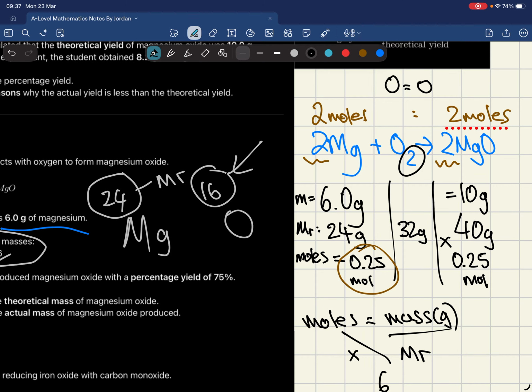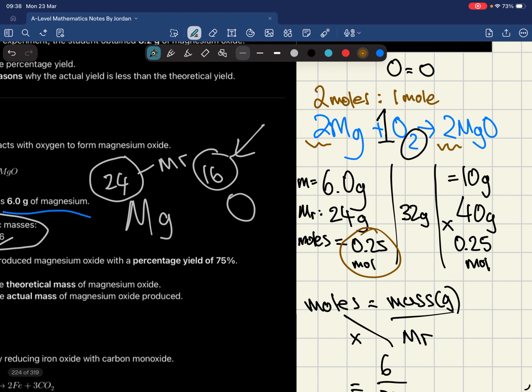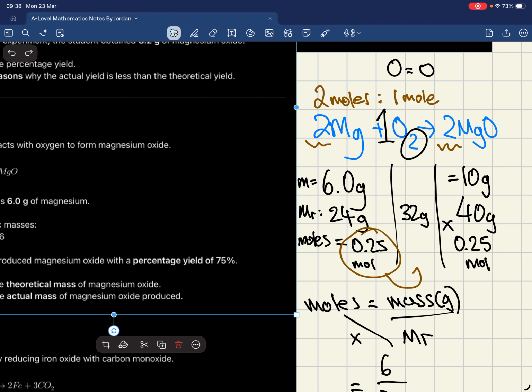Now to get the moles of oxygen, you should notice that there is no number written in front of oxygen. But if there's no number, remember it is thought of as just a 1. And so this time, when we work out the moles, we're using the fact that 2 moles of magnesium will produce 1 mole of oxygen, since it's 2 to 1 here. Okay? So that means if I want to go from here to here, I need to divide by 2, because it's 2 to 1.